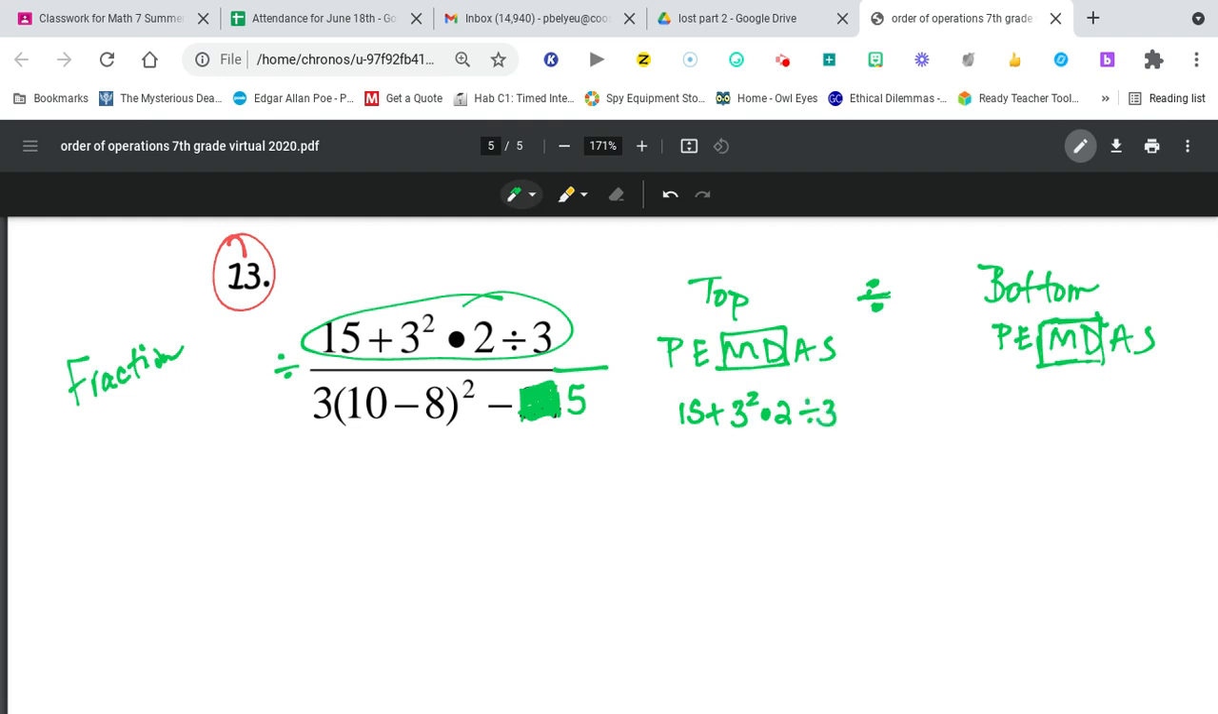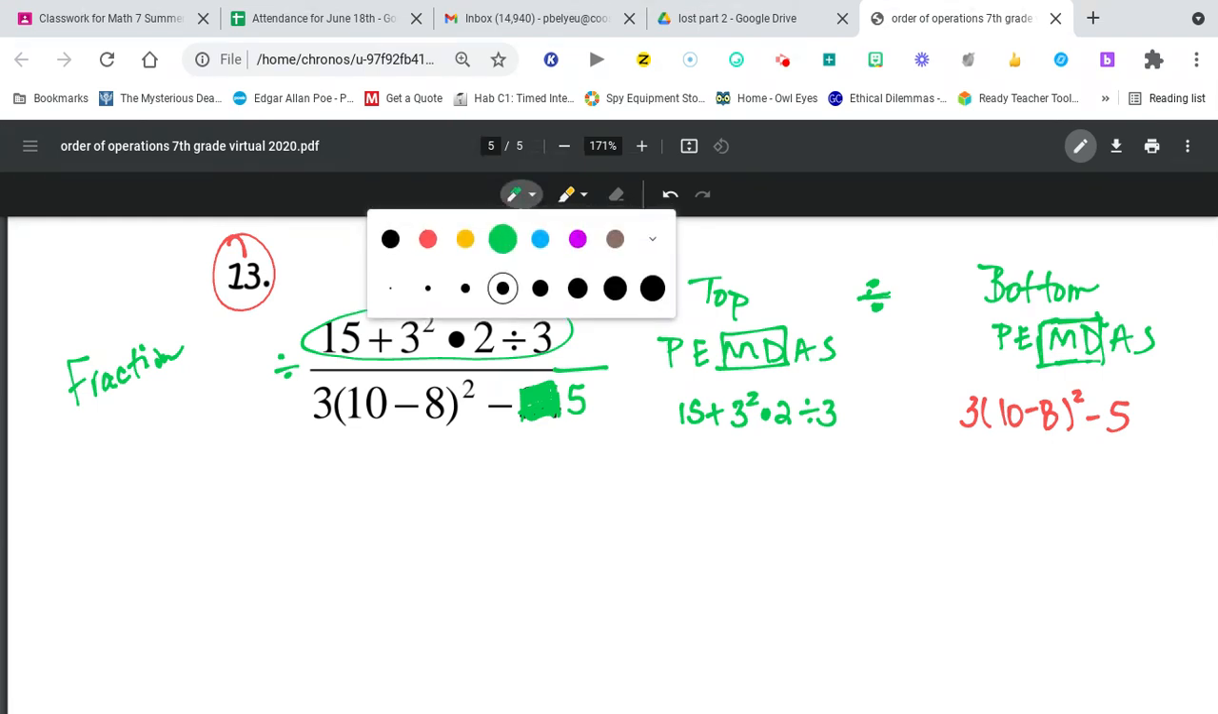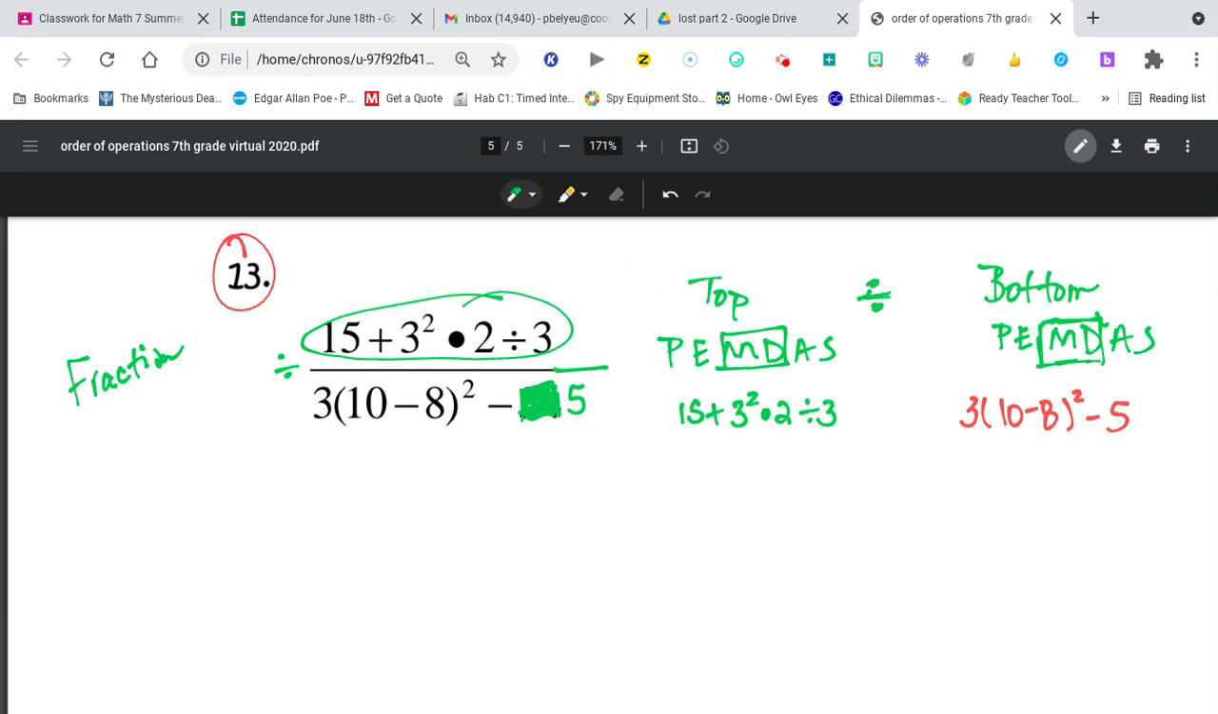And then I'm going to write the bottom part. The bottom part is 3 parentheses 10 minus 8 to the second power minus 5. Okay? So we're going to do one part at a time, following PEMDAS on both of them. So if you follow PEMDAS on the top one, on that line, do you see parentheses? No.